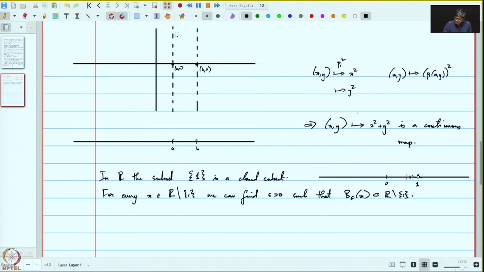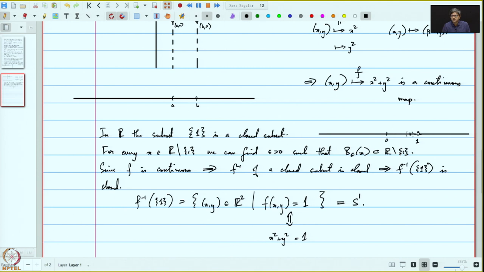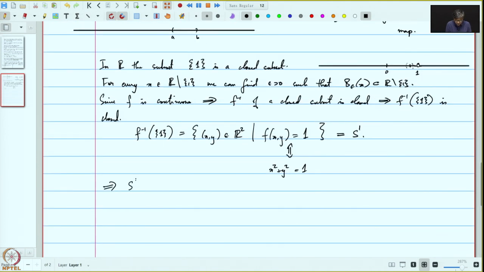Right? So this in turn implies, so let's give this function a name f. So since f is continuous, this implies that f inverse of a closed subset is closed, which implies that f inverse of this singleton {1} is closed. Right? But what is f inverse of {1}? It is exactly those (x, y) in R2 by definition, such that f(x, y) is equal to 1. This is the same as saying that x squared plus y squared is equal to 1. Right? But this is precisely equal to the set S1. So therefore we see that S1 is a closed subset.